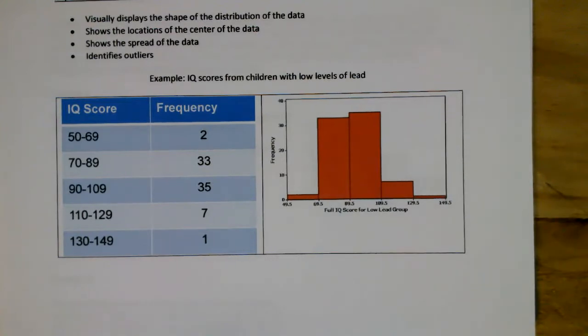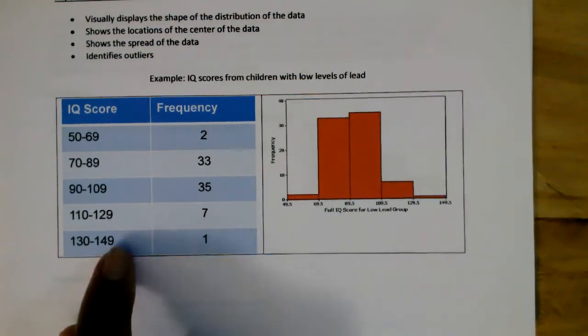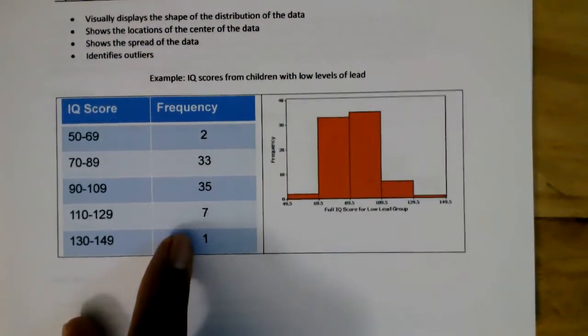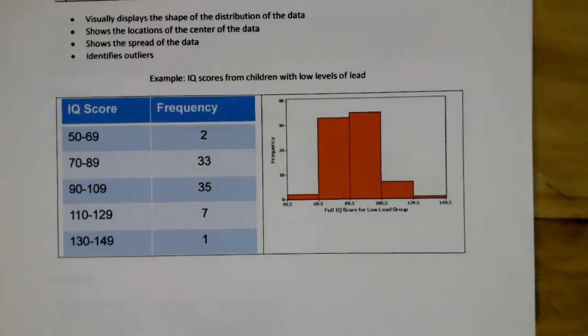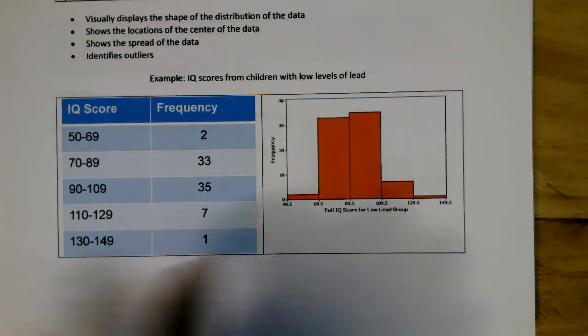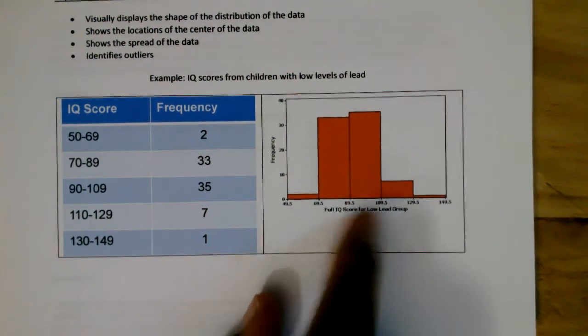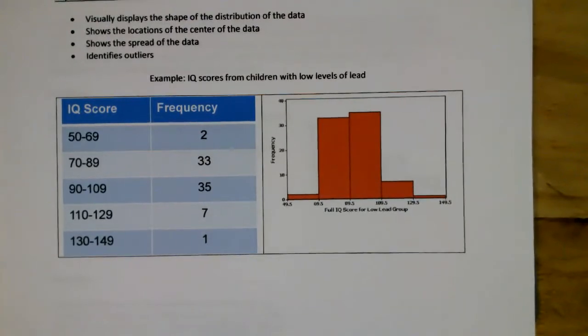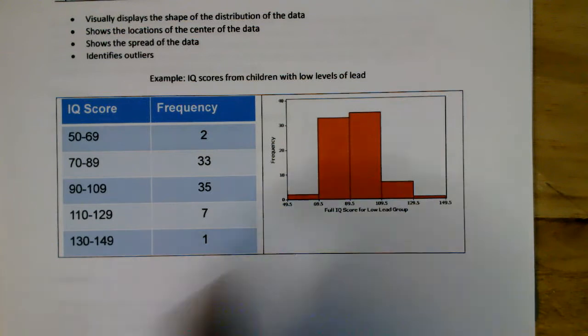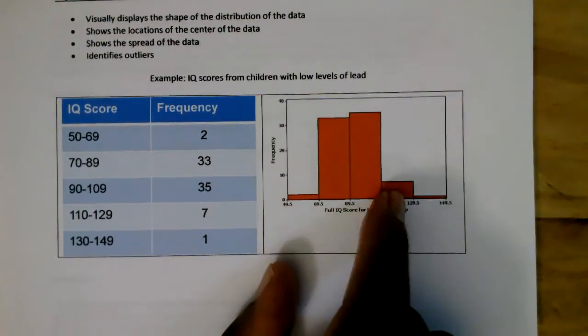So here's an example of what a histogram looks like. Let's take the IQ scores from children with low levels of lead. So here's our frequency distribution right here. It's in the form of a table, as you recall from the last video that I did. And from that, we can create what we call a histogram. So this is what that histogram looks like. And of course, the heights represent the frequencies here.